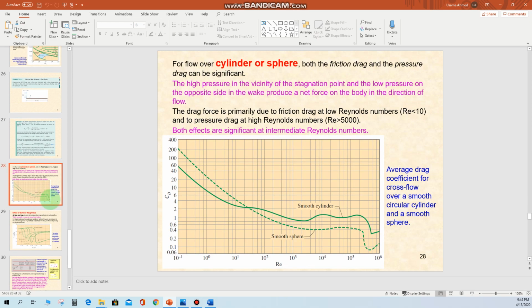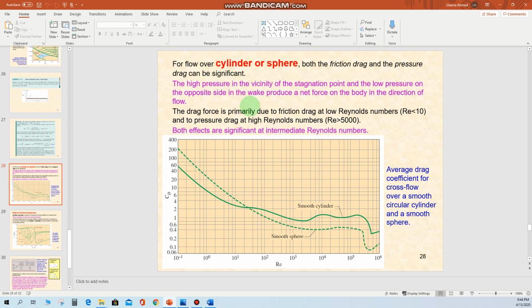Okay, so what we see here, this green solid line, is the smooth cylinder, and this dotted line represents the smooth sphere. So while calculating the value for the drag coefficient, you have to calculate the value for the Reynolds number, and you have to use this graph. Then you can match the Reynolds number and get the value for the drag coefficient.